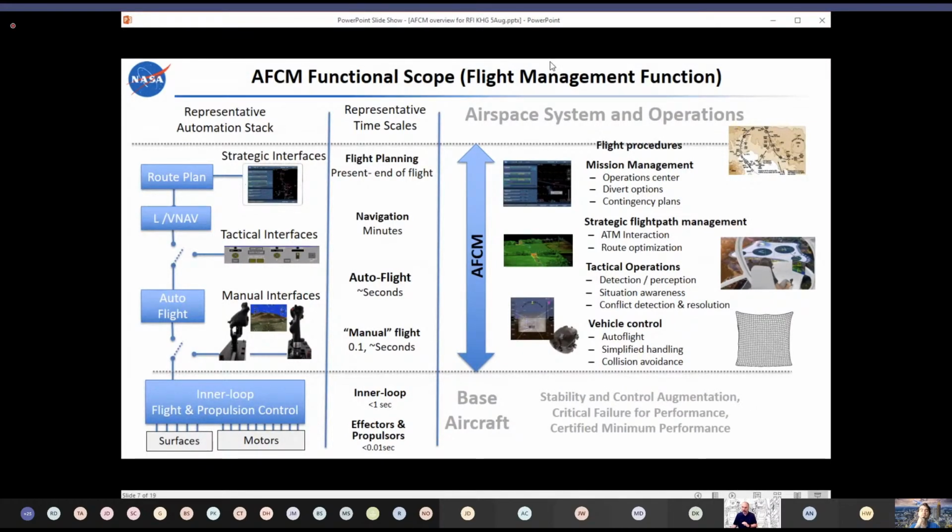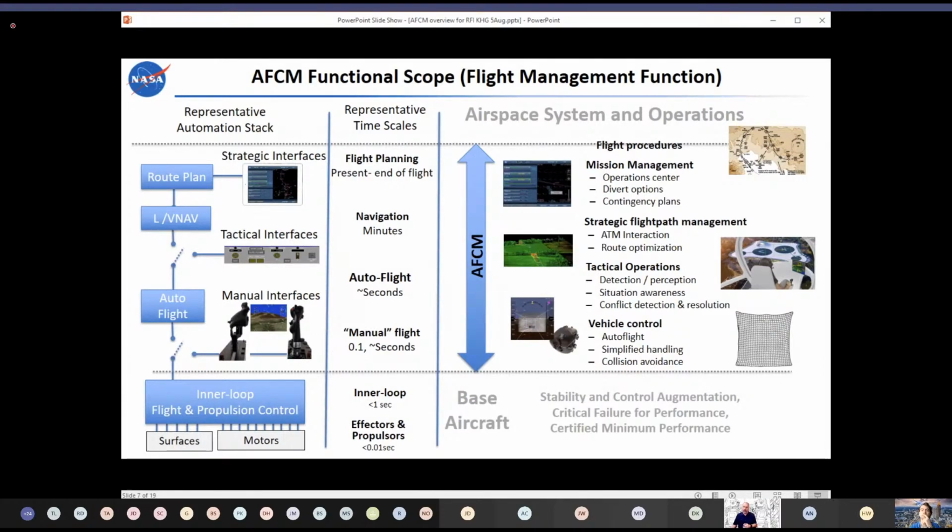At the upper side of this chart is showing how the vehicle is a participant in this broader airspace system. In particular, the flight procedures are a key touch point between the vehicle automation and the broader airspace system. And then looking in the middle here are the key functional elements of automated flight and contingency management.